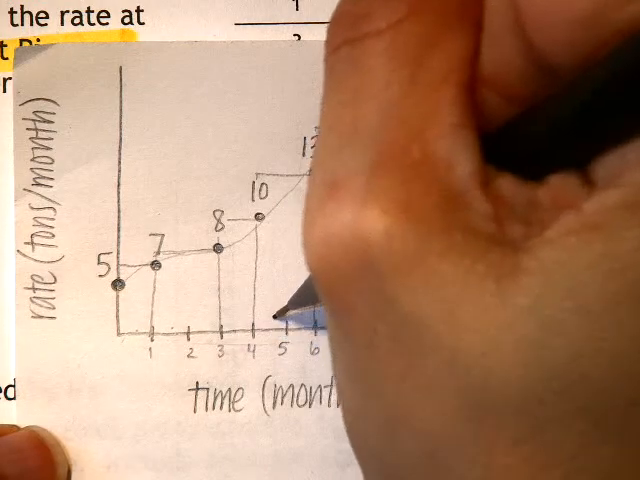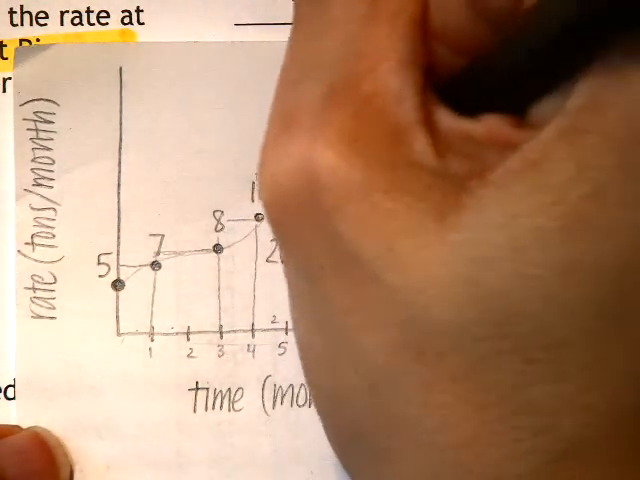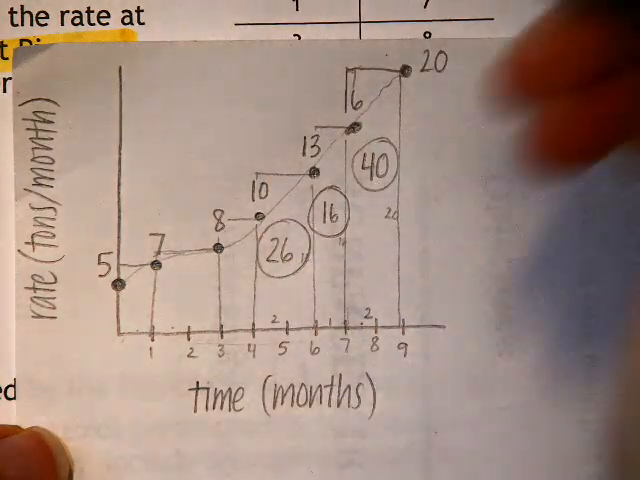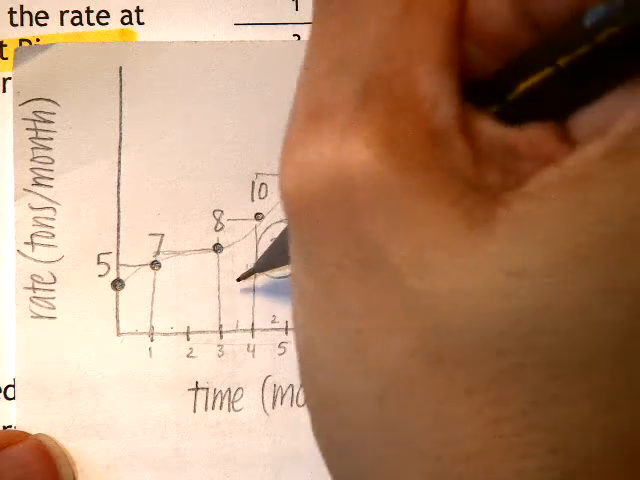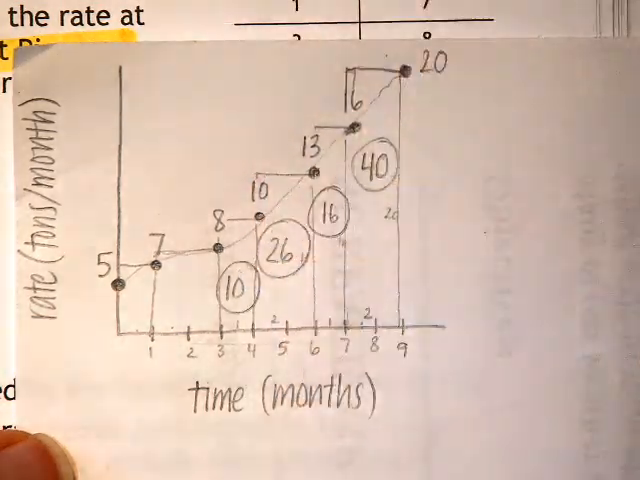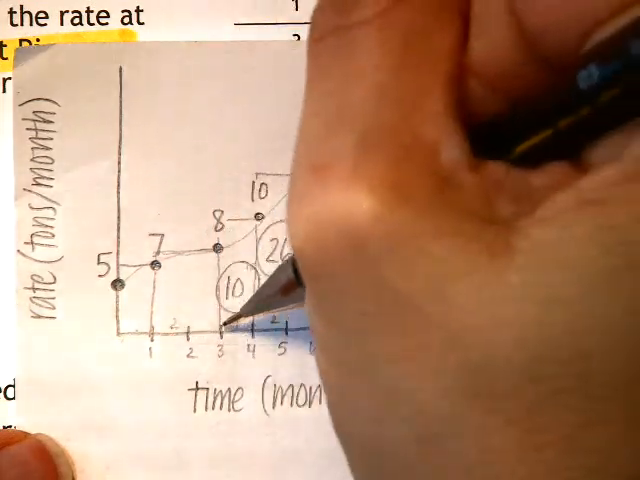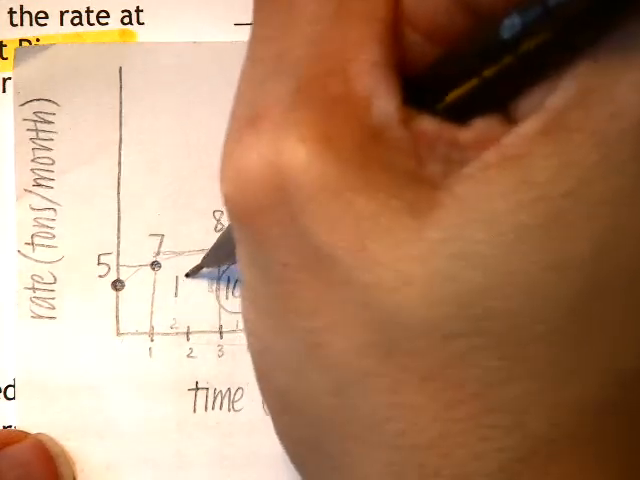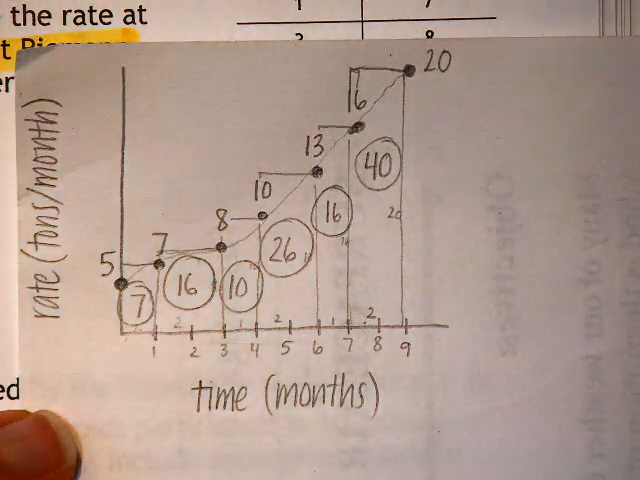The next rectangle has a base of 2. Its height is 13, so its area is 26. The next rectangle has a base of 1, a height of 10, so that area must be 10. The next rectangle has a base of 2, height of 8, its area must be 16. And the last rectangle has a base of 1 and a height of 7 for an area of 7.